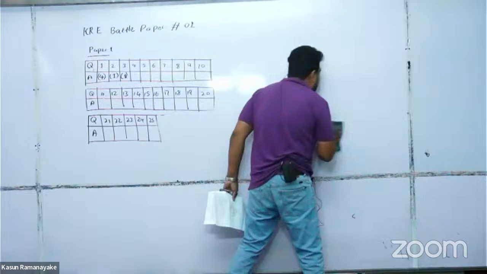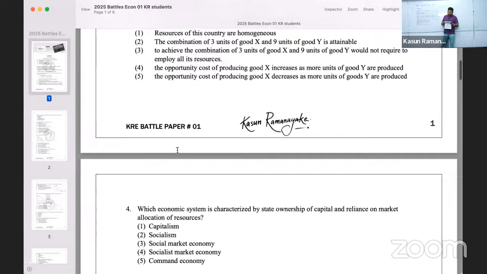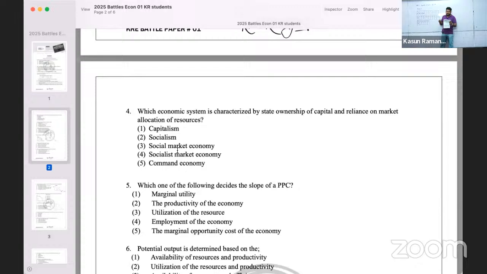Now, we look at the next one. PPC. Question number four. Economic systems. Which economic system is characterized by state-owned capital and reliance on market allocation of resources? It's a special type of market economic system. We discussed, you can remember, there are two main special types of market economic system. One is called the socialist market economic system.